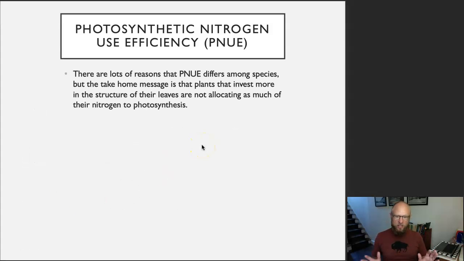And there are lots of reasons that this photosynthetic nitrogen use efficiency would differ among plants, and it gets down into some really nitty-gritty cellular level processes. But again, the take-home message is that plants that invest more in the structure and the robustness of their leaves tend to have lower nitrogen use efficiency. They tend to have lower photosynthetic rates per unit nitrogen, meaning they're using their nitrogen for something else.